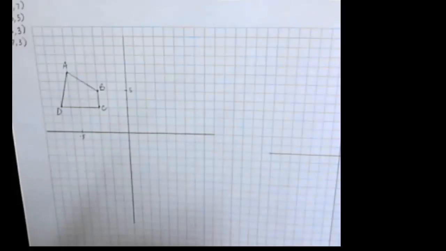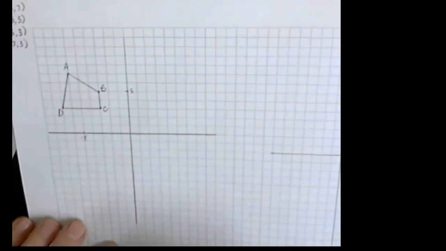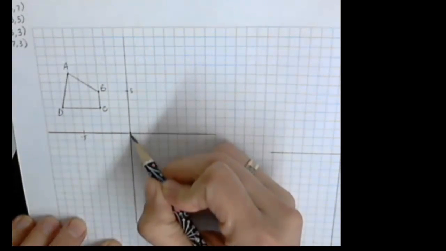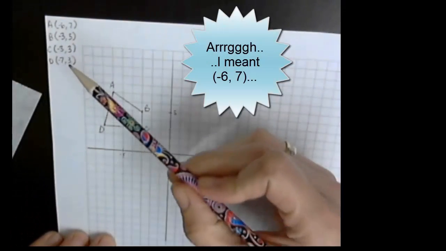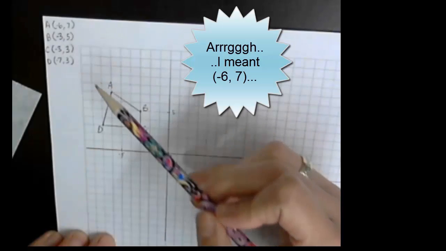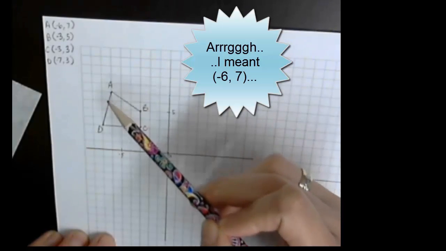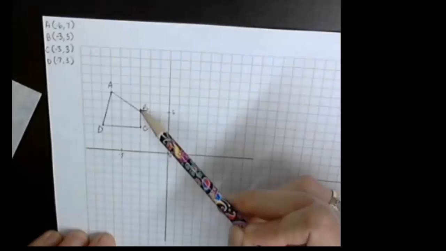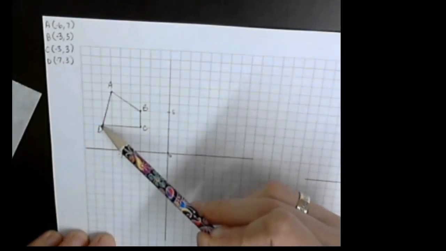Okay, so this is our first rotation, and we are going to do this rotation around this point, so around our origin. If you take a look at this shape, I have the coordinates listed up here for them. A is at negative 7, 7, B is at negative 3, 5, C is at negative 3, 3, and D is at negative 7, 3.